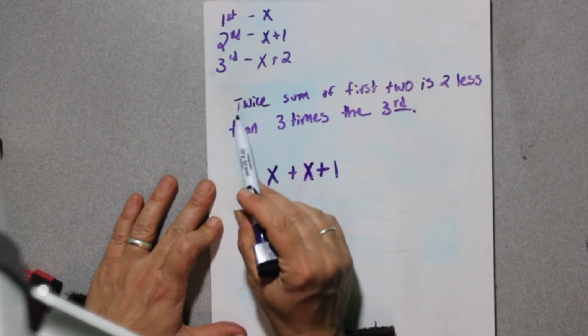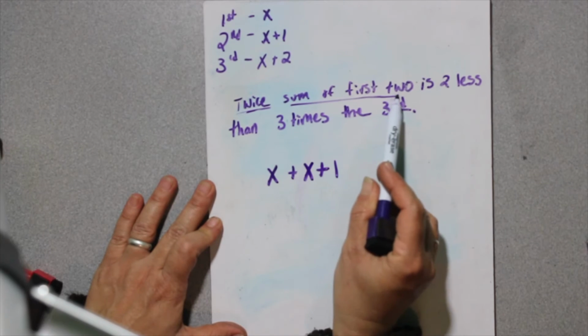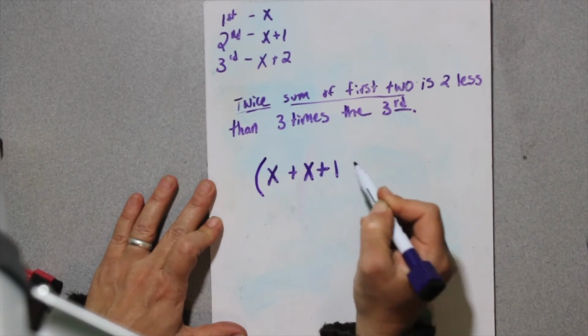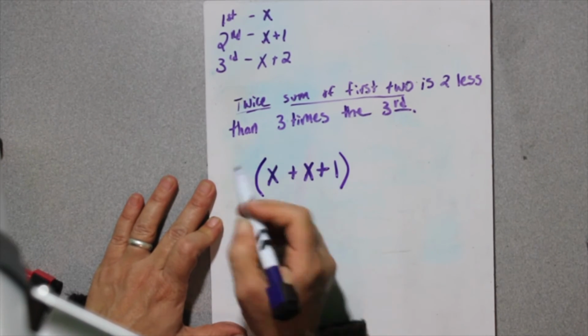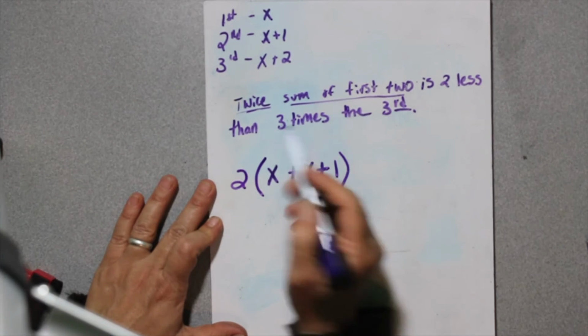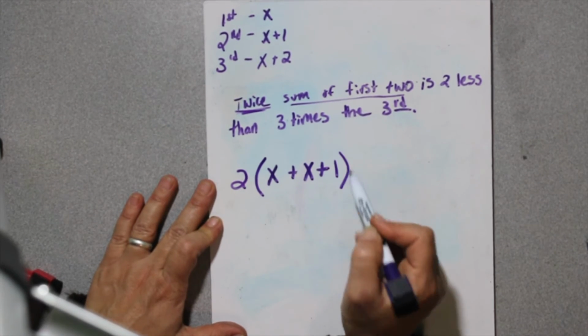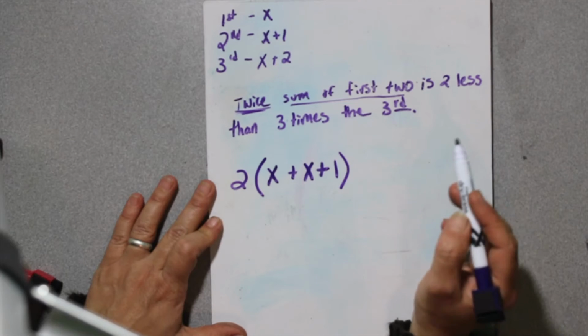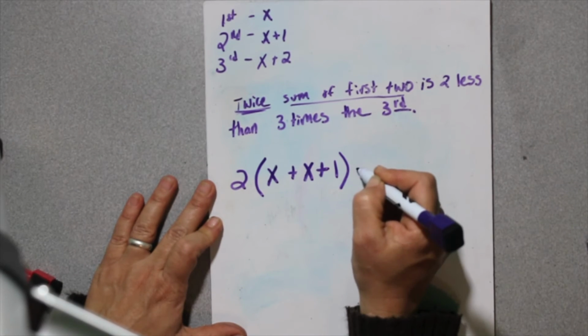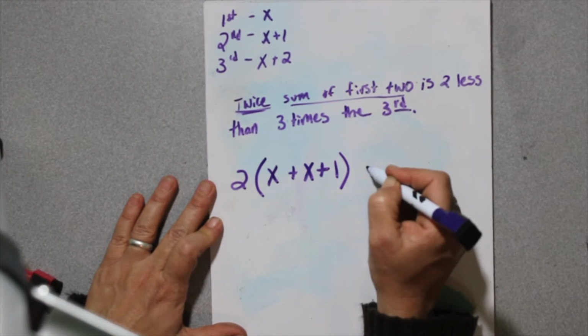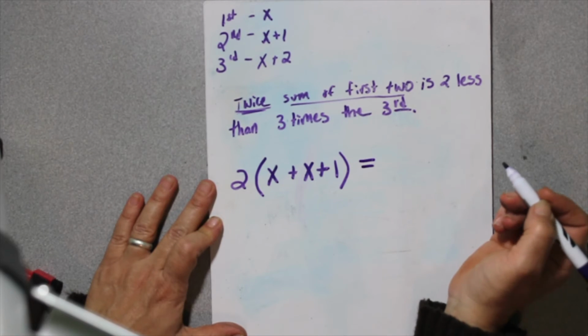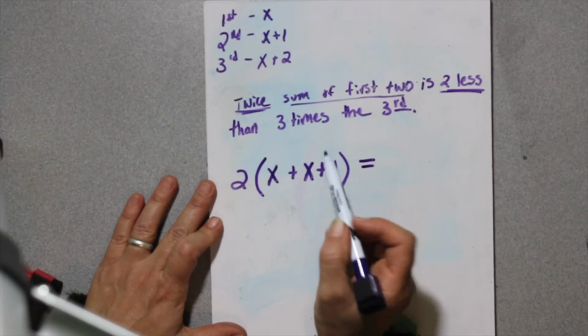Okay, but it's twice the sum of the first 2. So we got 2 different things going on here. So we need to multiply whatever that is times 2. Twice this is 2 less than. So this, let's see, we're going to put an equal sign. We're going to worry about this 2 less than in just a minute.